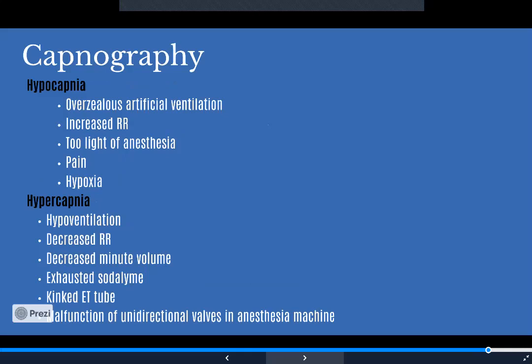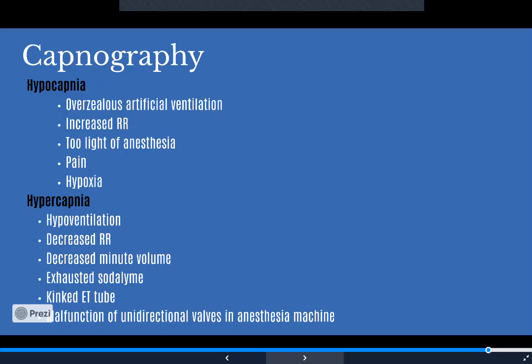Now, hypocapnia is just an overzealous artificial ventilation. It just means that we've increased their respiratory rate. They could be at too light a plane of anesthesia, in pain, or they're hypoxic. Hypercapnia is that they're hypoventilating. They have a decreased respiratory rate, and they also could have a decreased minute volume.